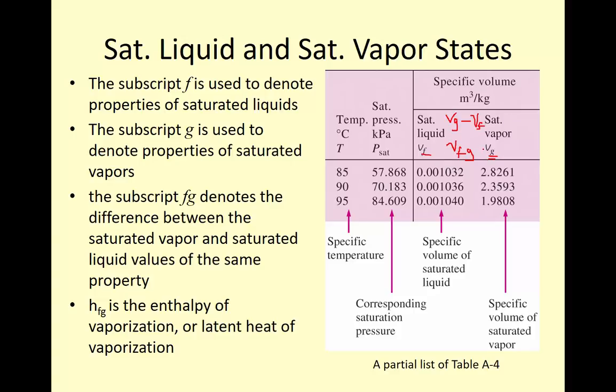And for a specific volume that is not given to us in the table, the vfg, we have to do the math, vg minus vf. But for other properties like internal energy and enthalpy, it is given as a third column in between uf and ug, hf and hg.